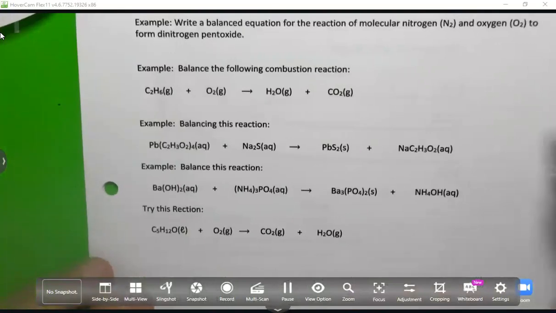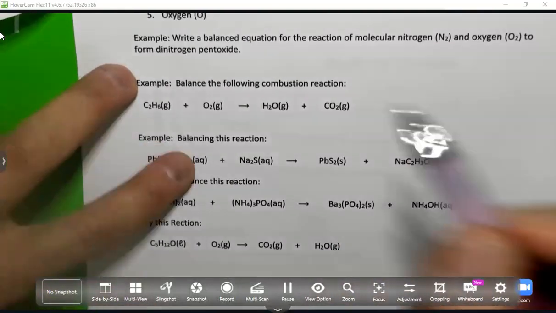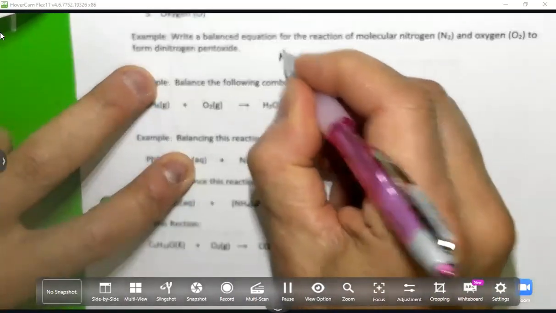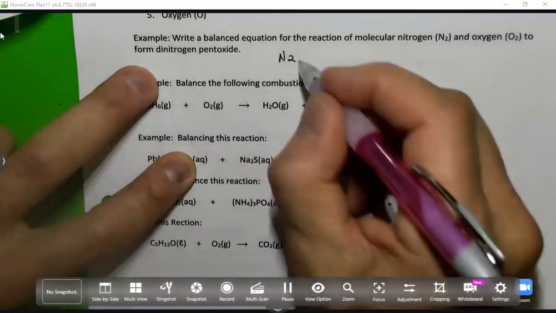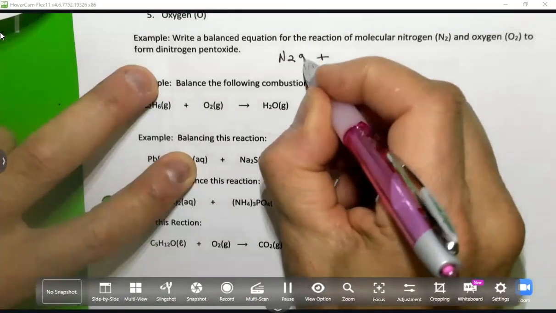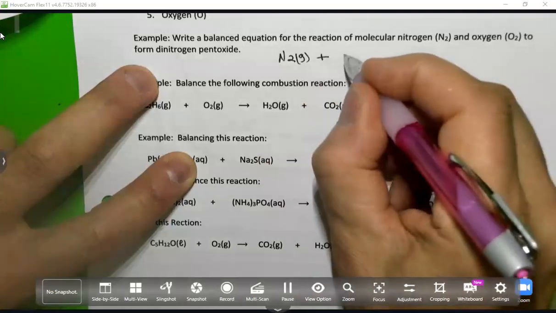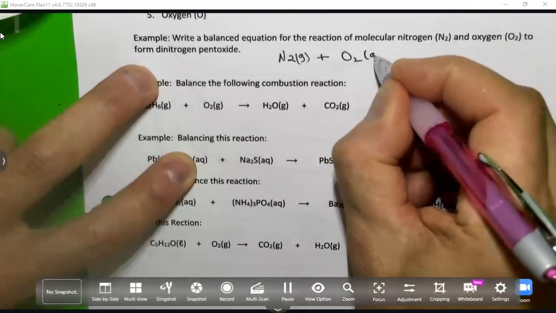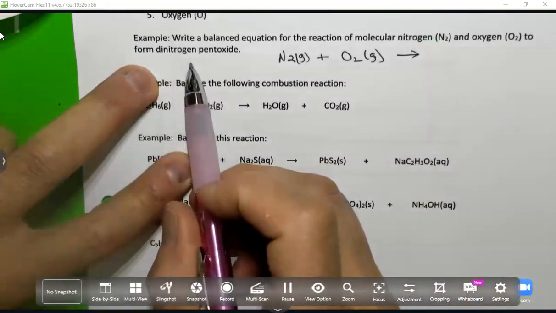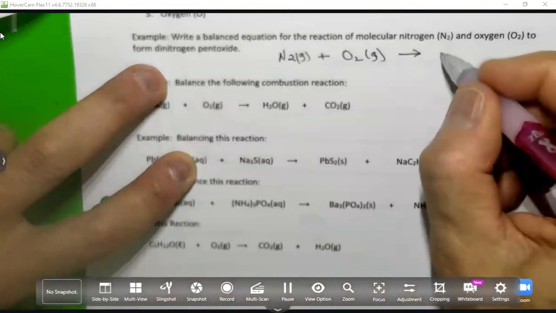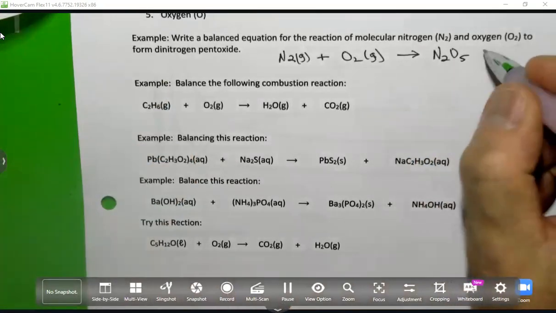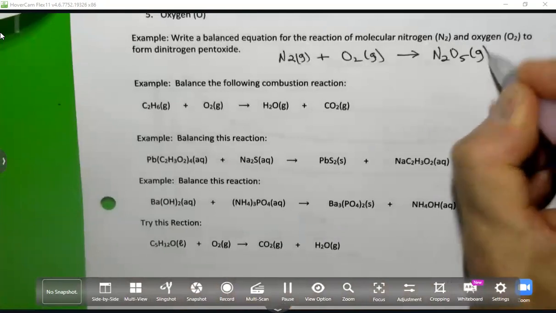All right, let's do this problem. Let's write this one out quick. Nitrogen gas plus oxygen gas, and we get dinitrogen pentoxide. I'm hoping that's a gas.